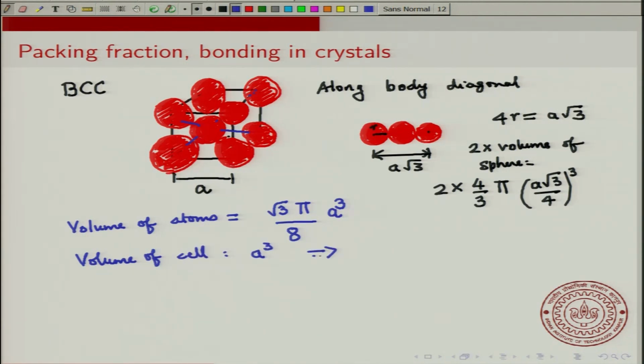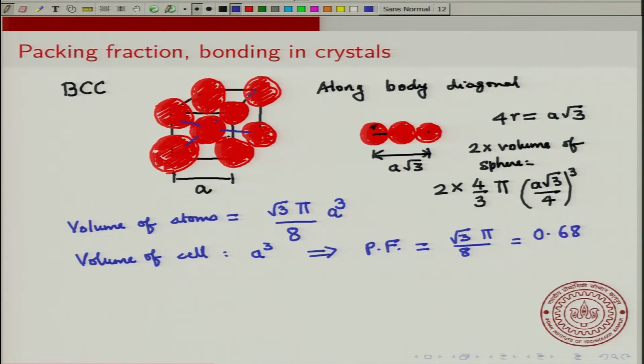So this implies the packing fraction is equal to root 3 pi by 8, that is about 0.68. So the packing fraction of this cell is 0.68. That means, in this whole cube corresponding to a monatomic BCC lattice, the volume occupied by the atoms is about 68%.